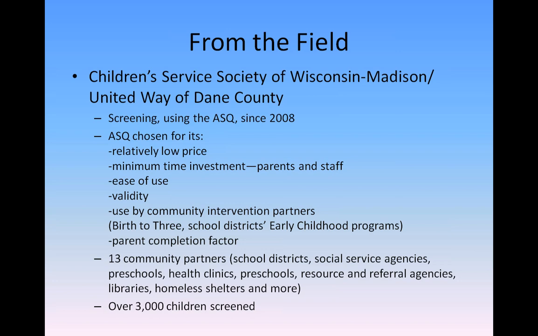We now have about 13 community partners, and these include school districts and social service agencies. We have an alcohol rehab center. We have homeless shelters. Our libraries are now offering this free for parents to take home and return to my agency for assessment. And I'm happy to say we now have actually screened over 3,000 children in our community, and we're able then to keep statistics about how our county is looking and also what services we need more of.